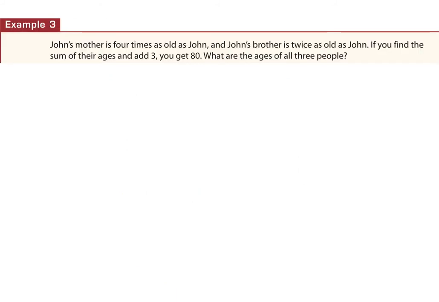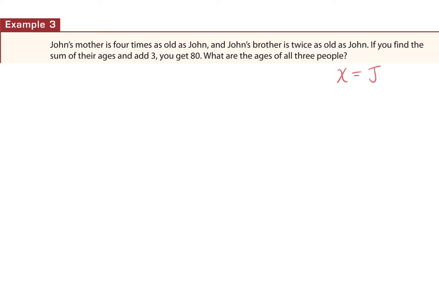John's mother is 4 times as old as John, and John's brother is twice as old as John. If you find the sum of their ages and add 3, you get 80. What are the ages of the 3 people? All right? So they relate everybody's age back to one person's age. Which person's age do they relate it back to? John's age, right? So that's really the thing we don't know.